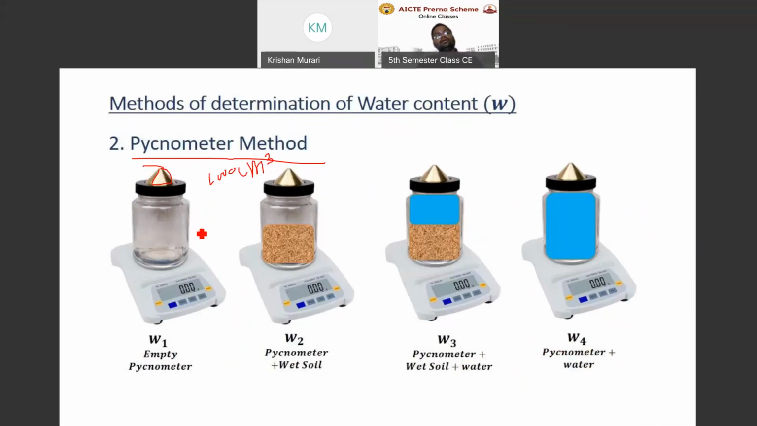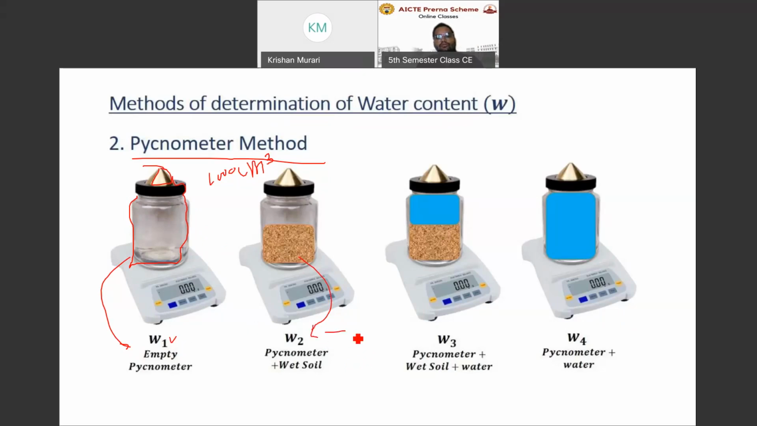Firstly, you take an empty container, called the pycnometer, and weigh it. Let us assume the weight of the empty container is W1. Second, you fill some soil, about one third of the pycnometer, that is wet soil. Let's assume that weight is W2.